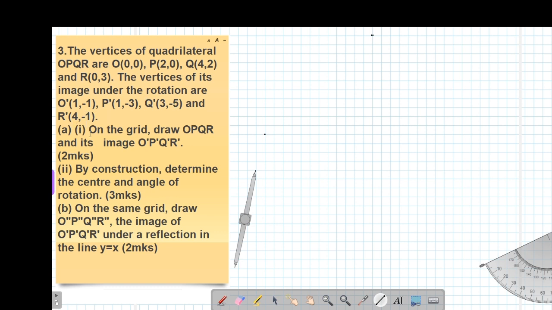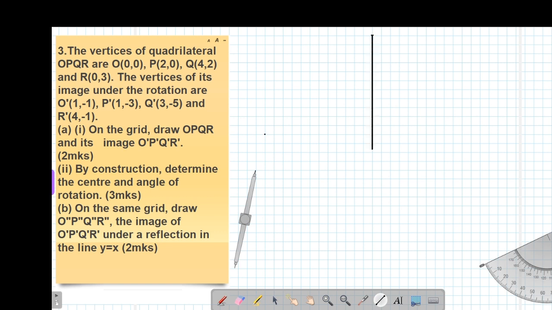So in part A, we are told that on the grid, draw OPQR and its image O prime, P prime, Q prime, and R prime. So looking at the given coordinates, the largest value of X is actually positive 4. Then the largest value of Y, we have 0, we have positive 2, we have up to 3. Therefore, I'm going to plot what I call my Cartesian plane.